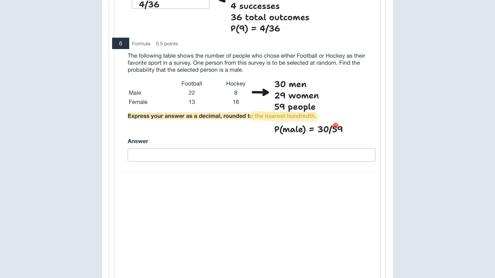So the probability of a male, as a decimal, is 0.5084, right? And then when we round this to the hundredth, this is going to be 0.51, right? Because the 0 is in the hundredth spot and the 8 tells us to round up. So in our box over here, put 0.51.